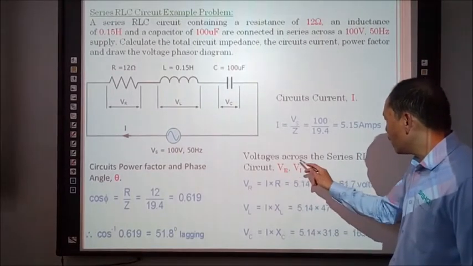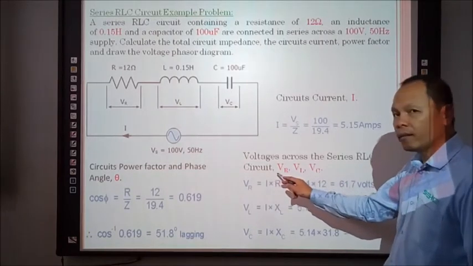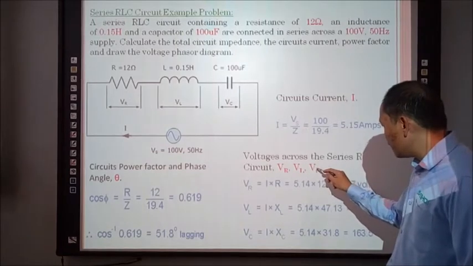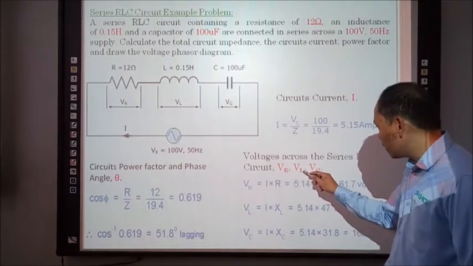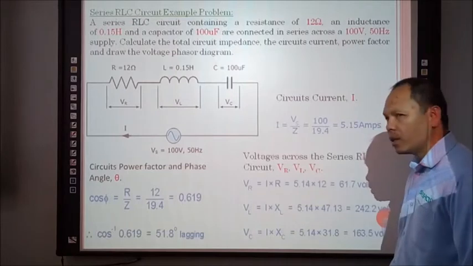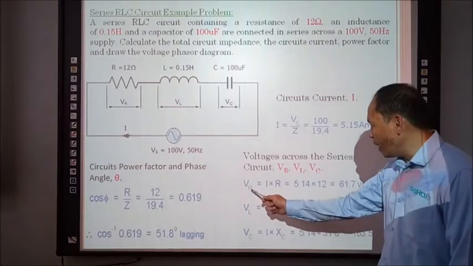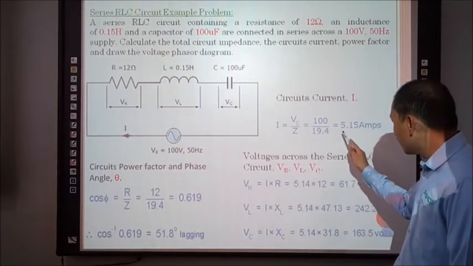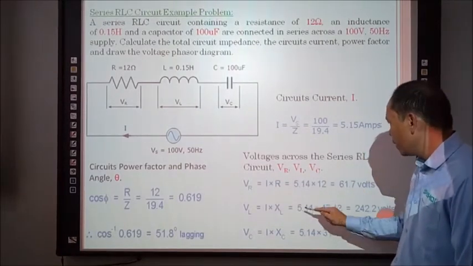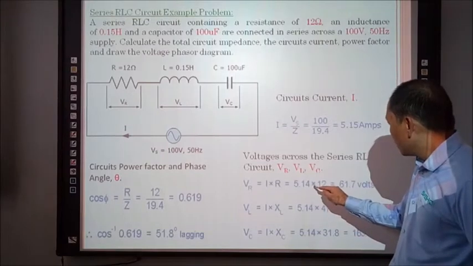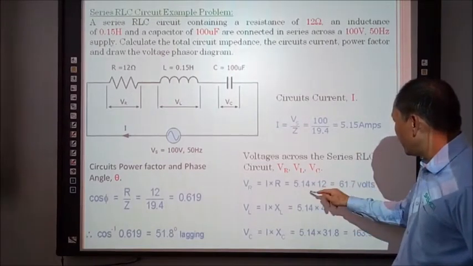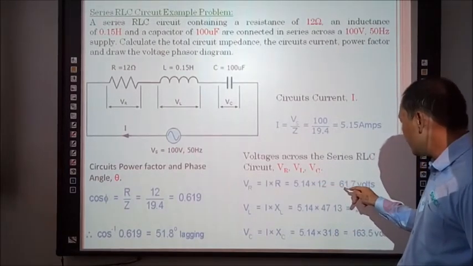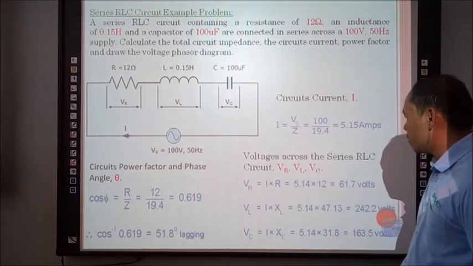And then the voltage across the series RLC circuit, the VR, the VL, and the VC. This is resistor voltage, inductor voltage, and capacitor voltage. So VR is equal to I times R. Remember, I is 5.15 ampere, or 5.14 or 5.15 ampere. 5.14 times 12, that is equal to 61.7 volts.